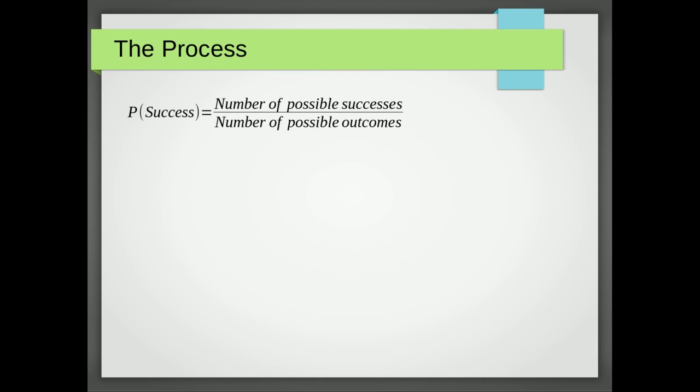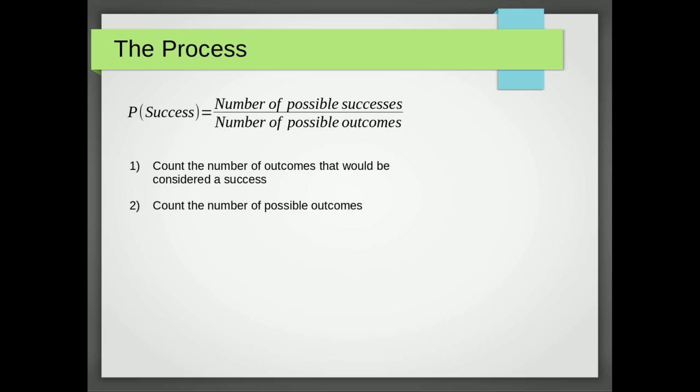The probability of a success, and that could be the something that we're looking for, equals the number of possible successes divided by the number of possible outcomes. So what do we do? Well, first we count the number of outcomes that we would consider a success. So for instance, if we wanted to look at the probability of getting a red queen from a pack of playing cards, the number of situations we consider a success would be 2, because we could have the queen of hearts or the queen of diamonds. Then we count up the number of possible outcomes. Well, that would be 52, because there are 52 possible cards that we could get.